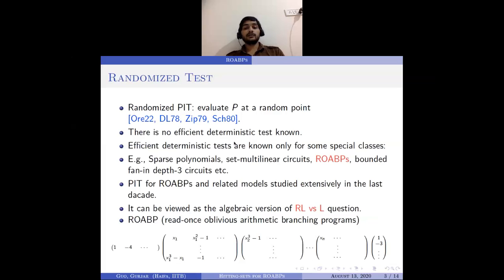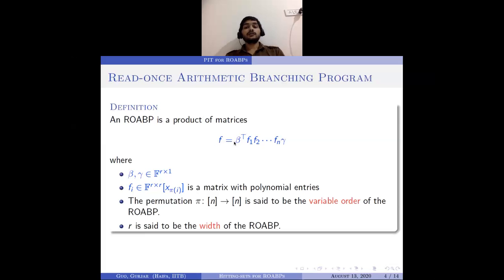When you simplify it, you will get a single polynomial in n variables, and that's the polynomial which is supposed to be computed by this ROABP given by this iterated matrix multiplication. So let's formally define what an ROABP is. It's a matrix multiplication, beta transpose F1, F2, ..., Fn, gamma, where beta and gamma are r cross 1 matrices involving just constants.